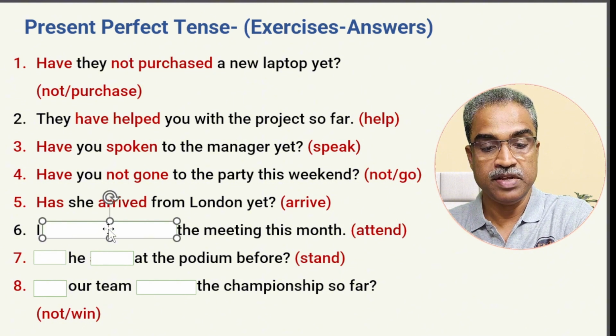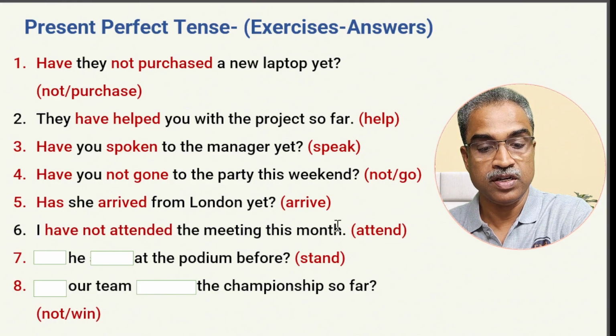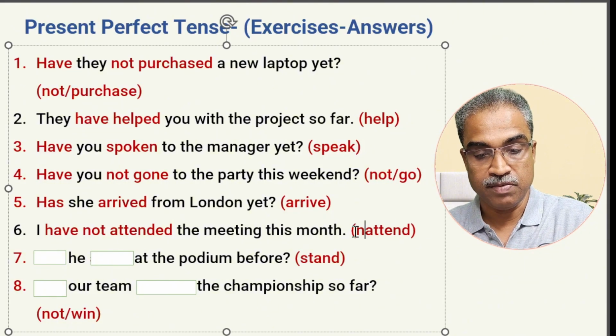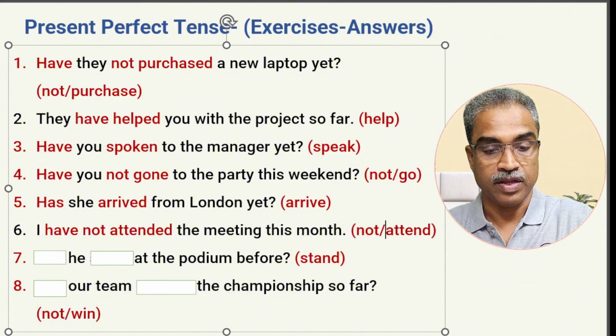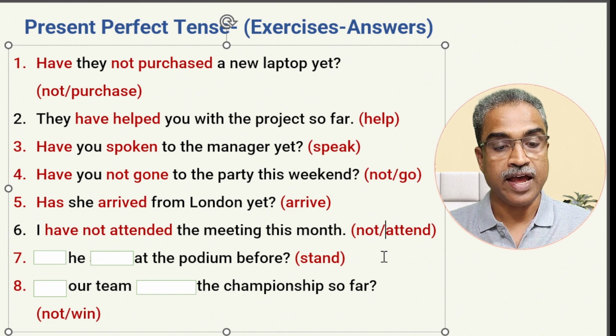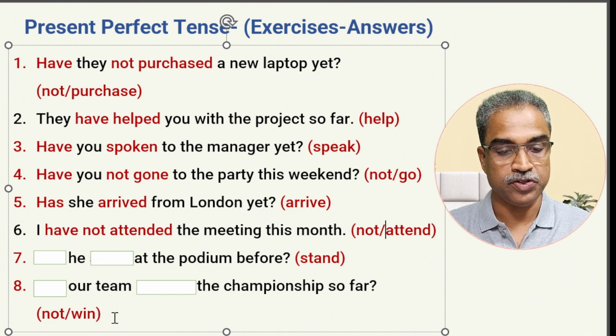Next one, sixth one. I dash the meeting this month. Attend. After I in the present perfect, which auxiliary? After I, have. Attend, attended, attended. V3. So I have not attended. Okay. And I should have given here again a not. Let me see if I can write this. Okay. Not. So not attend. So I have not attended. If not is not there, only attend. I have attended the meeting this month. Both ways. It's okay. No issue.